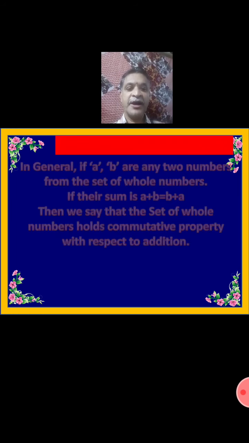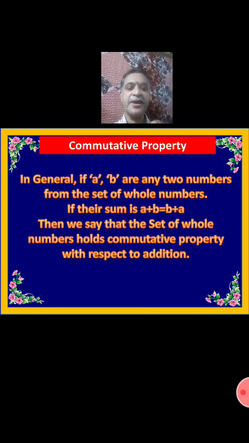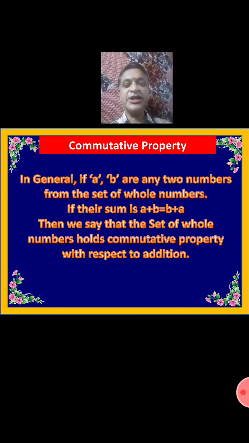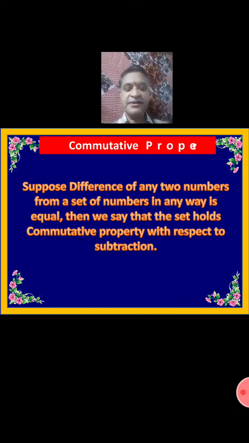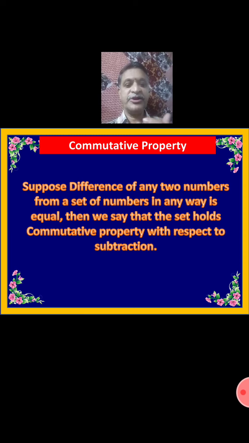And next, in general, we say that if A and B are two numbers from the set of whole numbers, then the sum A plus B is equal to B plus A. Then we say that this set of whole numbers holds commutative property with respect to addition. So next one, difference. Difference means subtraction. Suppose the difference of any two numbers from a set of whole numbers in any order is equal, then we say that the set holds commutative property with respect to subtraction.